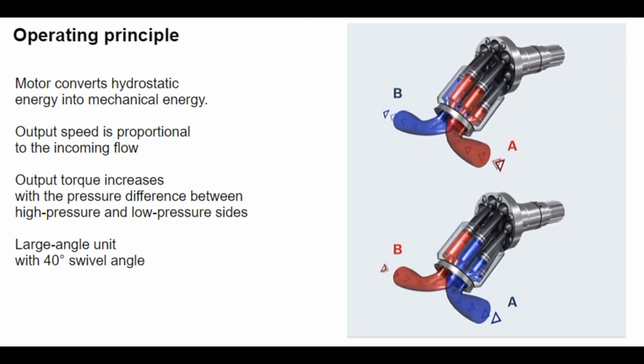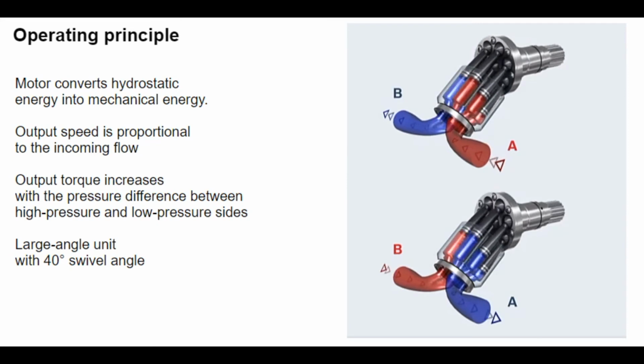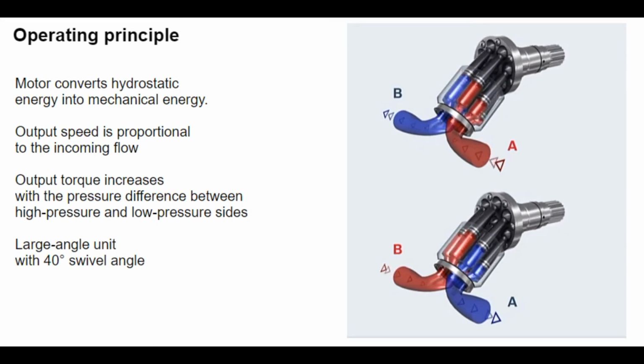The direction of output rotation depends on the supply of hydraulic fluid. If it is supplied from the A side, left, the motor rotates clockwise. If it is supplied from the B side, right, the motor rotates counterclockwise.